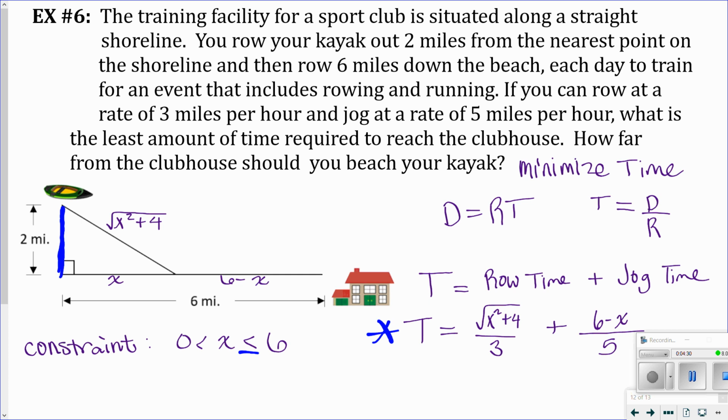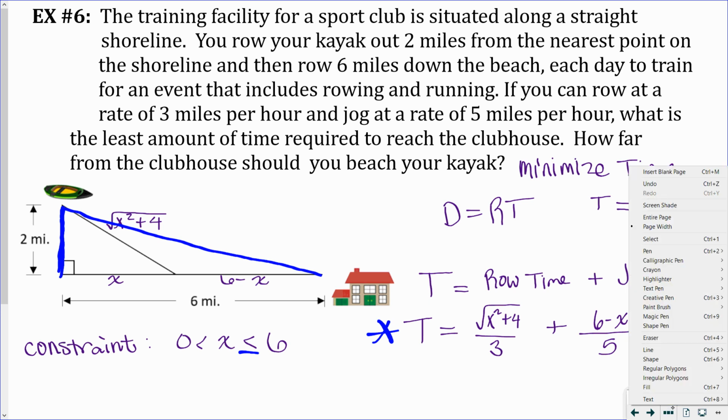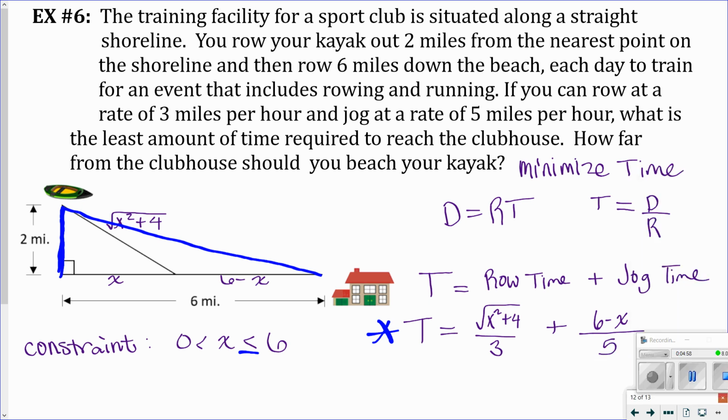The reason why we don't want to include 0 is because if we included 0, then that would mean you're pulling your kayak all the way up to the clubhouse and you wouldn't be doing any jogging. And that is outside the domain because you want to train for jogging and for kayaking, and so we're not going to include 0, but we will include 6 in our domain. And that's going to play an important part at the end when we test to see where the minimum occurs. Okay.